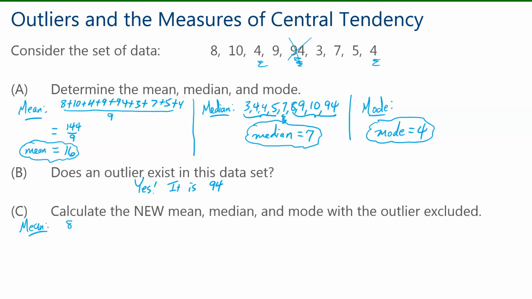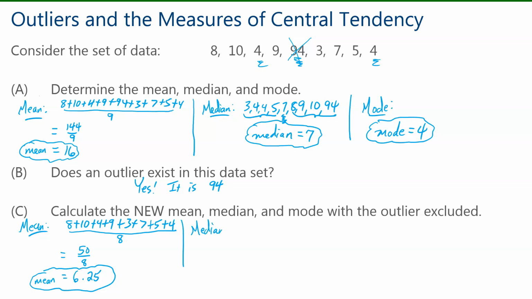Mean, we are adding 8, 10, 4, 9, 3, 7, 5, and 4. But this time we are only dividing by 8. If we have excluded the 94, we now only have 8 pieces of data to consider. The sum of the values in our numerator now, 50. 50 divided by 8 will equal exactly 6.25. Mean equals 6 and 25 hundredths.